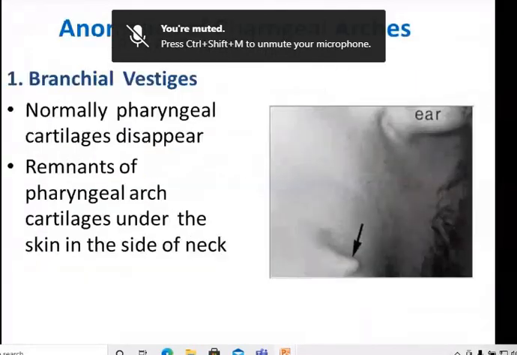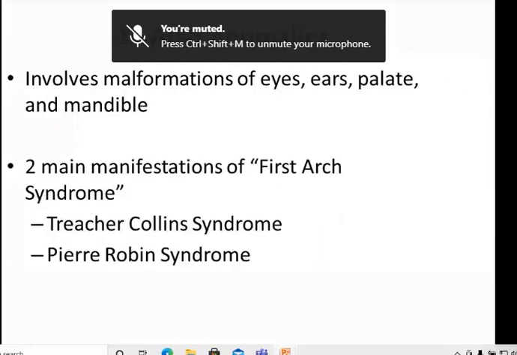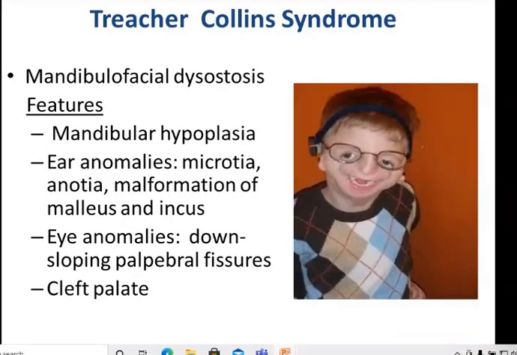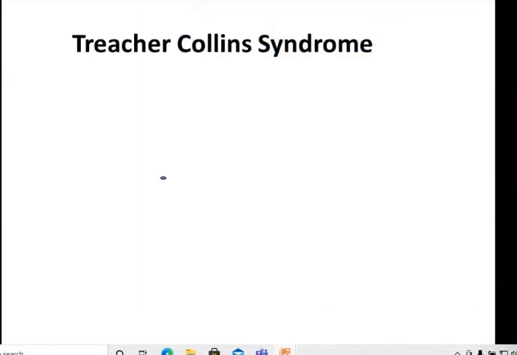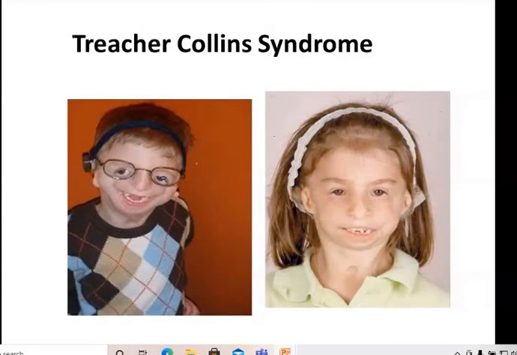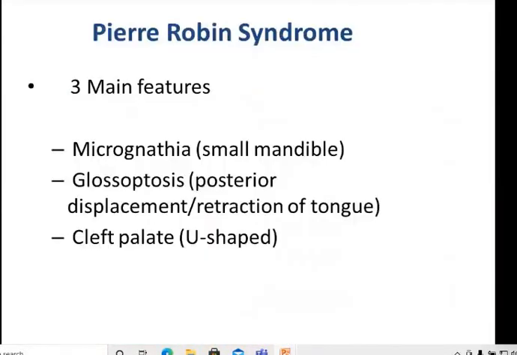Okay, so this completes it. In first arch anomalies, you should know Treacher-Collins syndrome and Pierre-Robin syndrome. This also you must know. And the apparatus, try to draw the figure. You will see MCQs, especially in head and neck, whenever you read the muscles of facial expression and muscles of mastication, remember from which arch they develop, and the nerve supply also should be known.